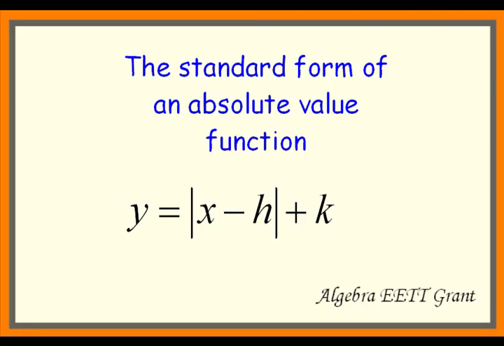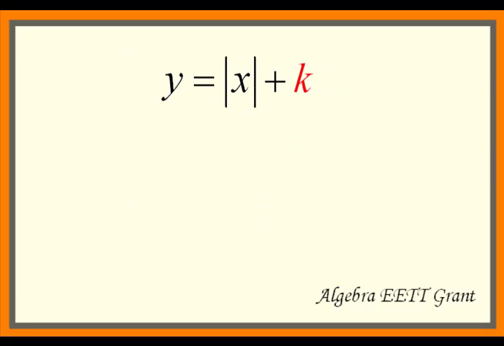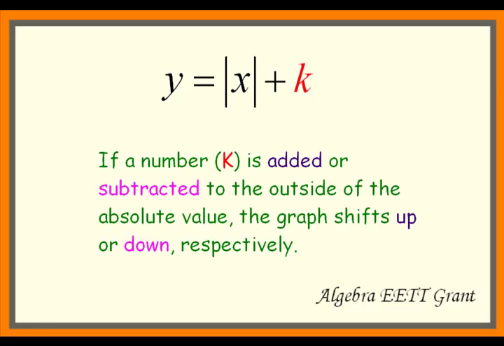But we're not even going to worry about the value of h right now. That will be a later lesson. Right now, we only want to look at that plus k. Well, what does that k do to it? Well, that value of k is either added or subtracted on the outside of the absolute value. And what it does is it takes the graph and it shifts it up or down respectively. In other words, up if the value is positive, down if the value is negative.